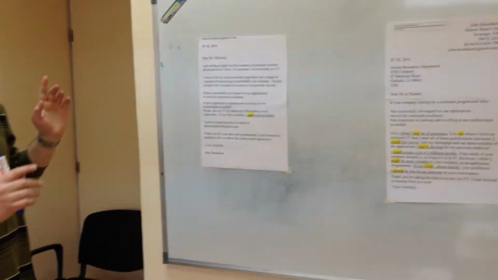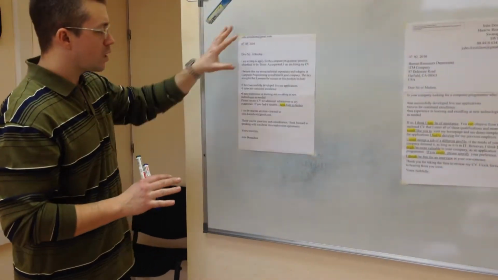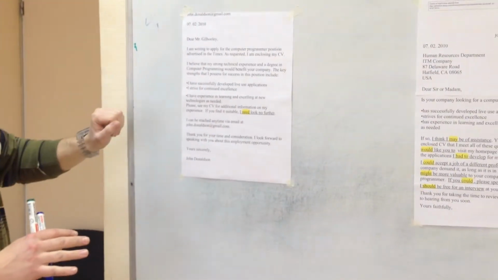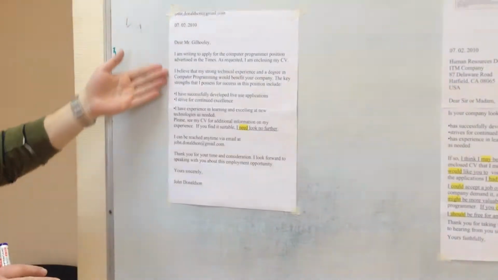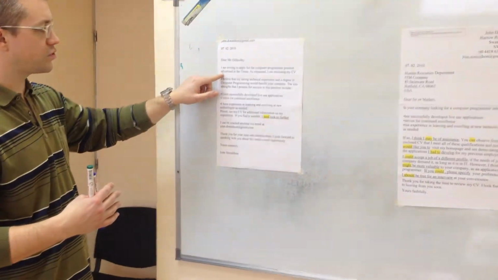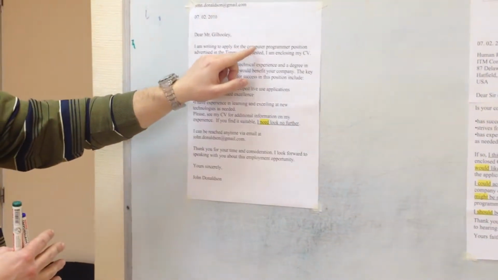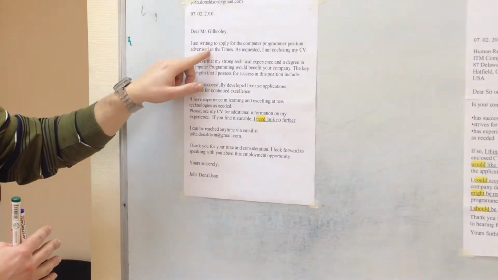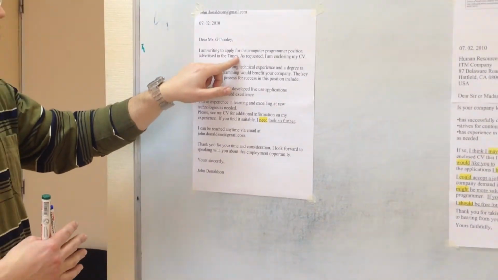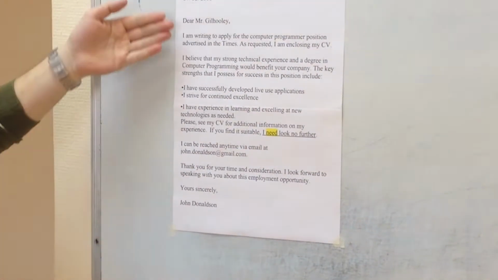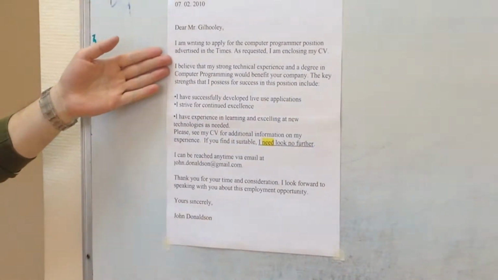Now, next difference is in this. Most textbooks, most people focus their attention on this kind of job application letters, where you actually respond to an advert. So, this is what you state in the first paragraph. Dear Mr. So-and-so, I'm writing to apply for the computer programming position advertised in the Times. As requested, I'm enclosing my CV. So this person actually responds to an advert.